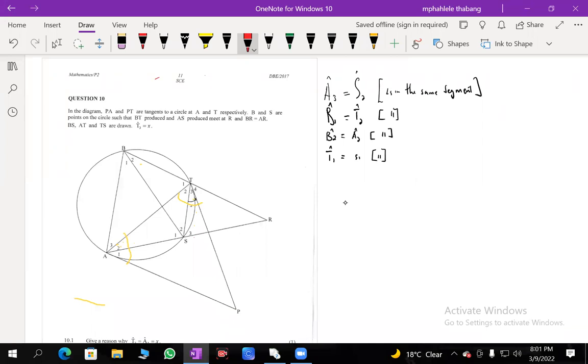Angle S3. Angle S3 is equal to which angle, Leborang? You can unmute your speaker.